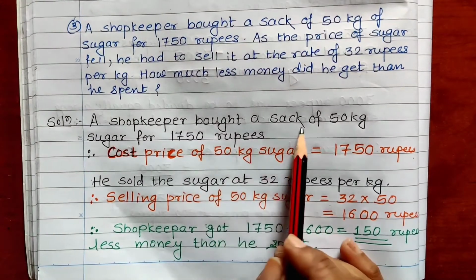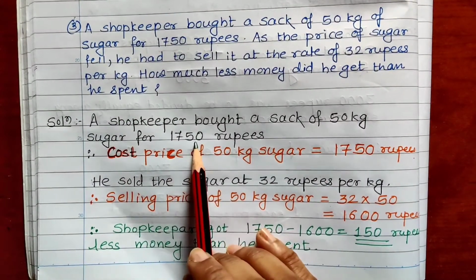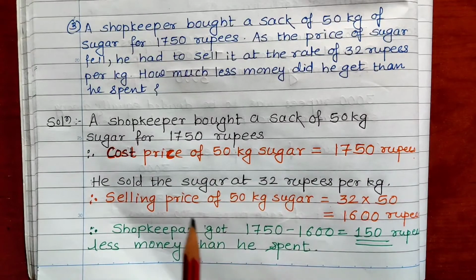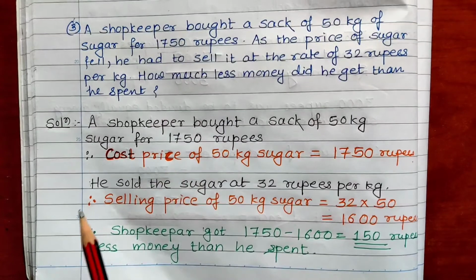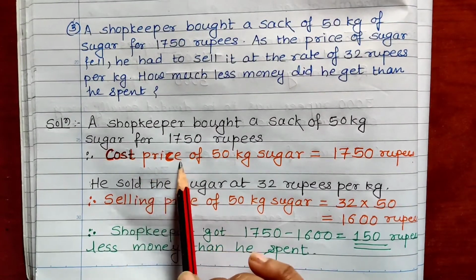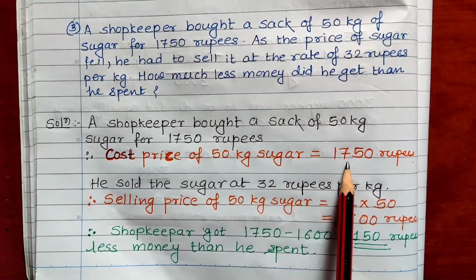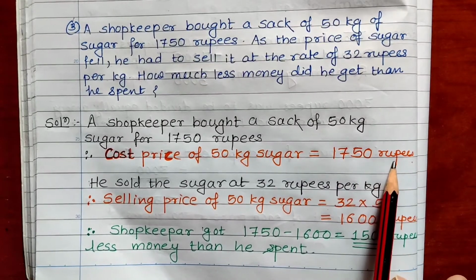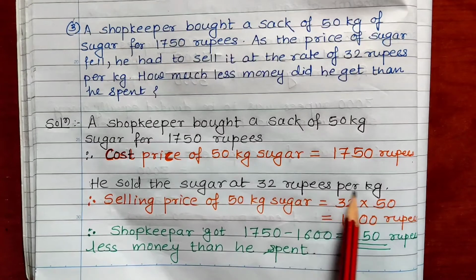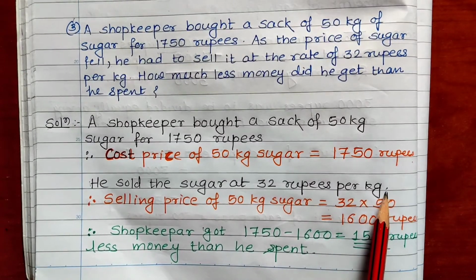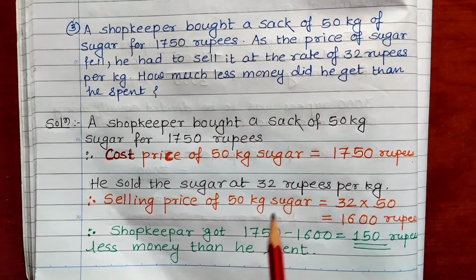A shopkeeper bought a sack of 50 kg sugar for 1,750 rupees. Correct? So this is the cost price of sugar. He bought, so it is cost price. Cost price of 50 kg sugar is 1,750 rupees. Now he sold the sugar at 32 rupees per kg. For 1 kg he sold 32 rupees.